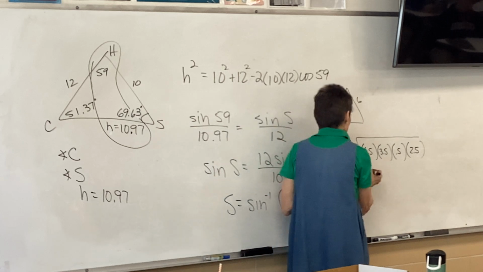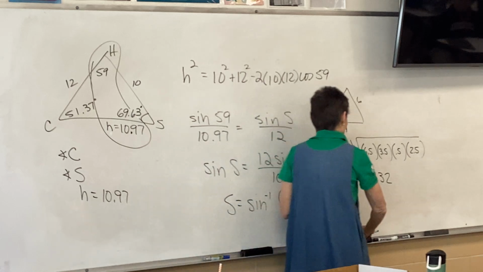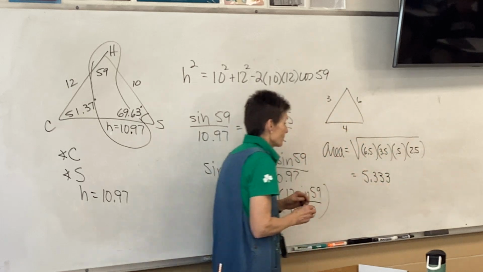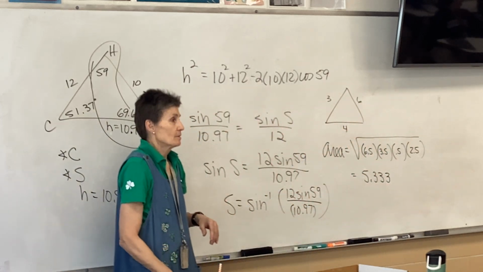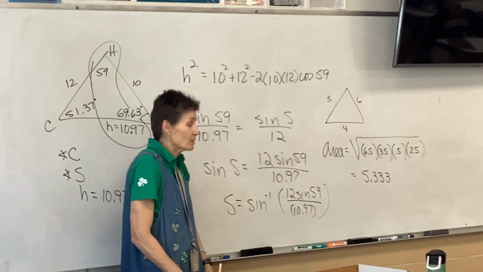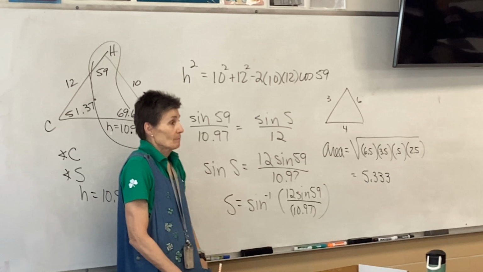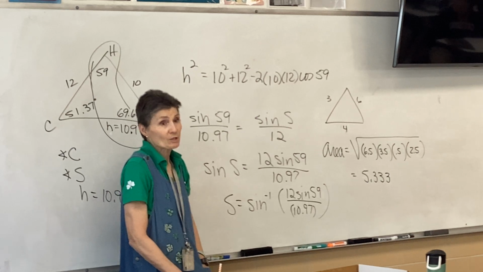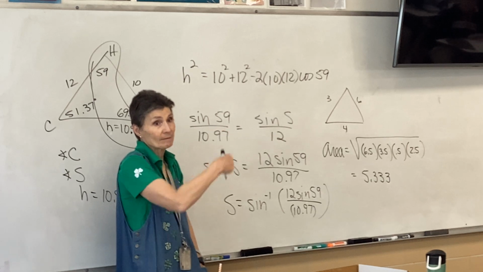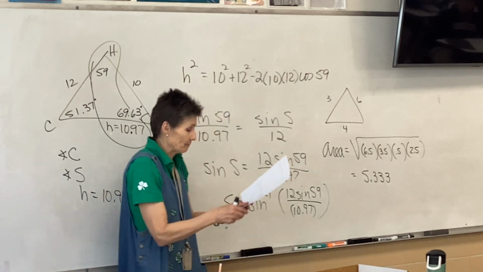5.332? No, 5.333 actually. It never says what decimal place to round to. That's right. So it could be 5.3 or 5.33. Anybody have a question about that? Vincendra, you got all that? Yeah. Easy.